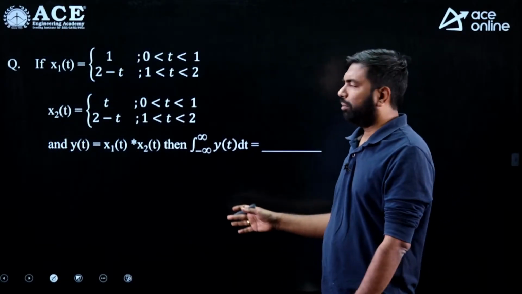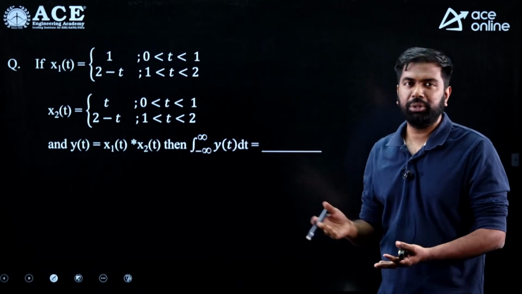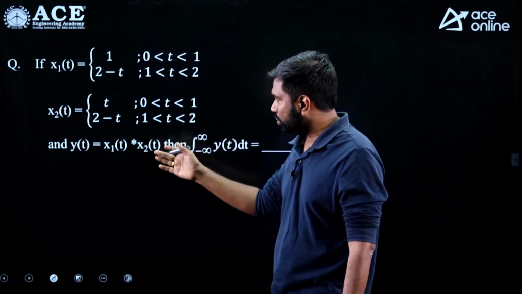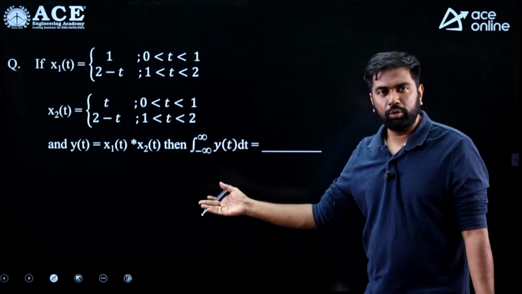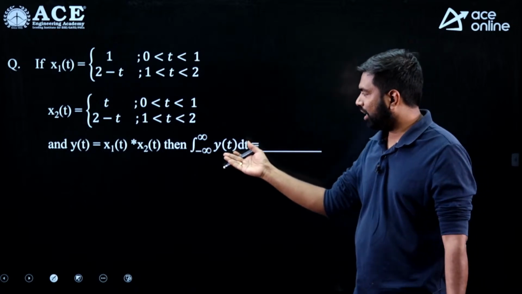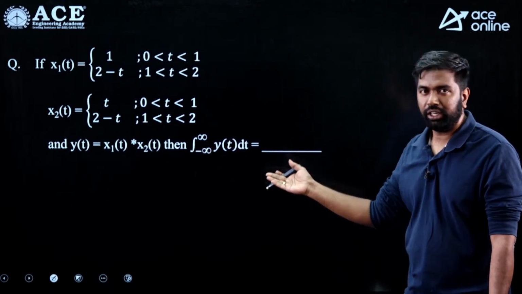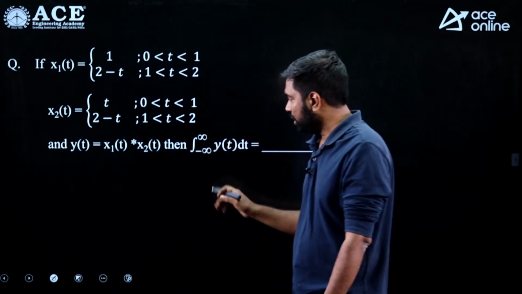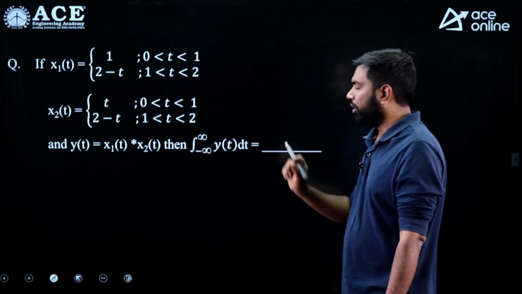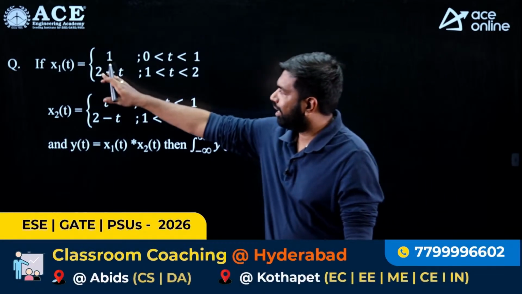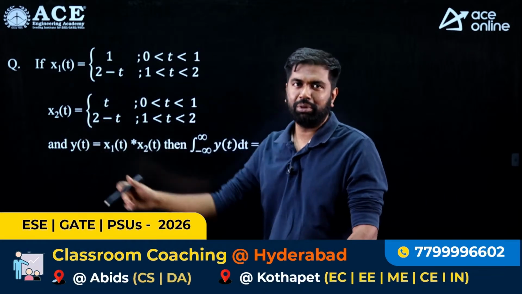So now look at this problem. This pattern has already appeared. They gave x1 and x2 and they are saying y(t) is x1 convolved with x2. They are asking what is integral minus infinity to infinity y(t) dt. It is the area property under convolution. So if you want area or integral value of y(t) like this, find area under x1 and find area under x2, just multiply them.